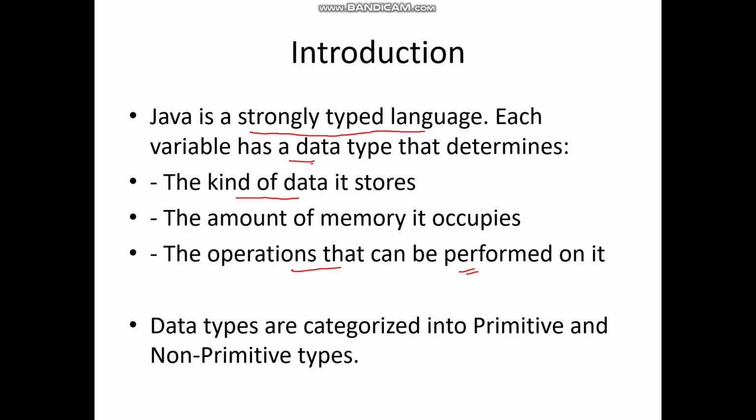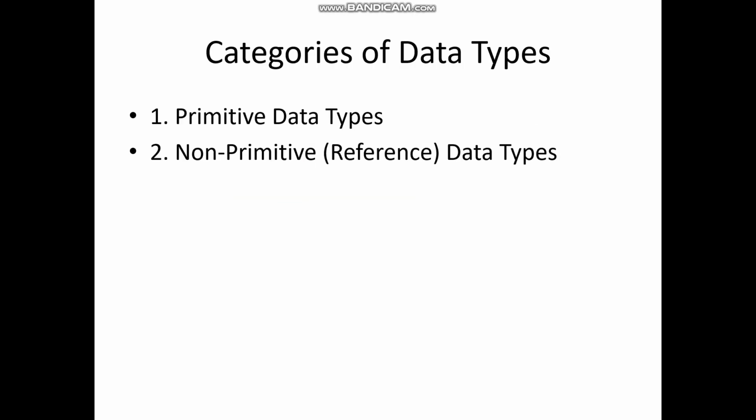Data types are categorized into two things. The first one is primitive. The second one is non-primitive. Non-primitive means a reference. Coming to the primitive data point of view.